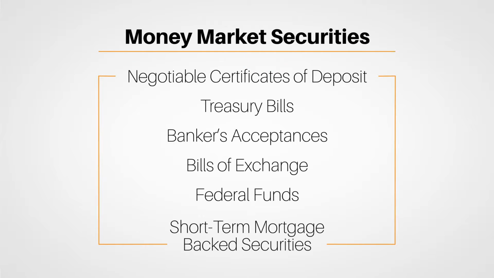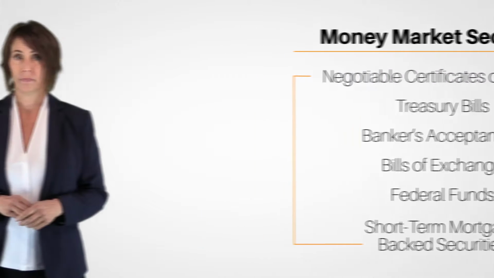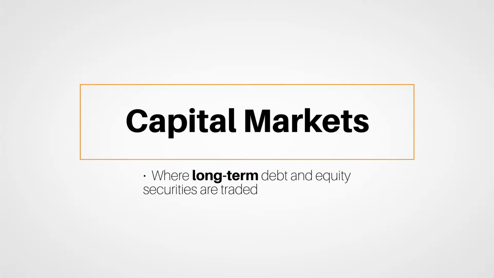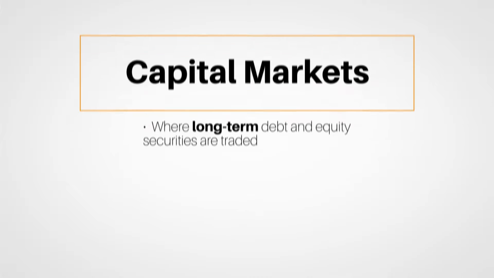and short-term mortgage-backed securities. Money markets are usually used to raise funds for immediate needs or to provide a safer short-term investment. A disadvantage of trading through money markets is the returns on these kinds of securities are lower than on longer-term ones. Capital markets are where long-term debt and equity securities are traded.